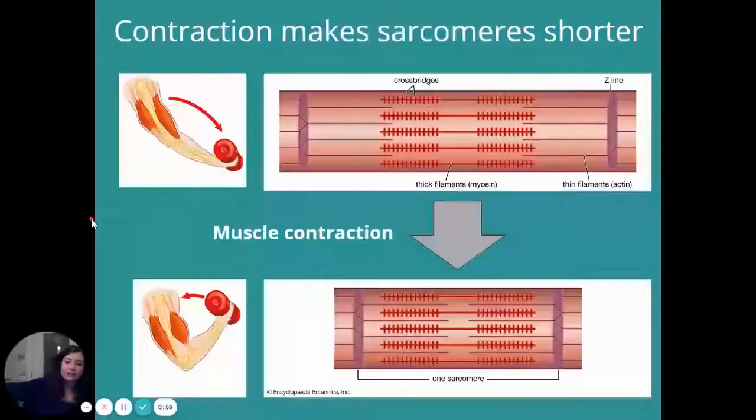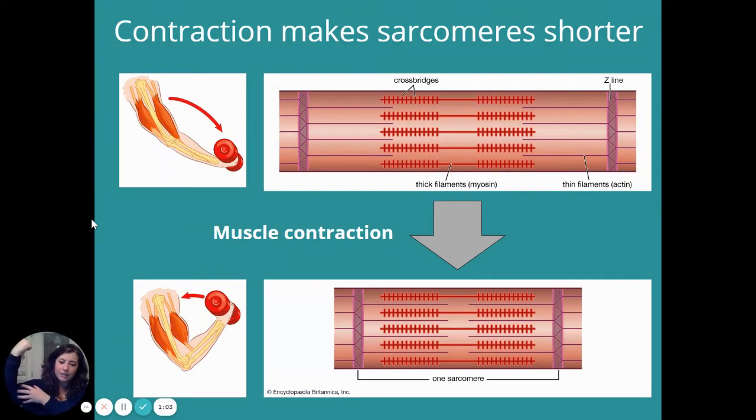So remember, when you contract your muscle, when you go something like that, you are actually making your muscle shorter. So if we zoom super close in on a muscle cell, it would look something like this. So here is a sarcomere. Remember, that's one little tiny segment of the muscle cell, and when you contract your arm, that muscle segment gets shorter. So you can see it's literally squishing in.